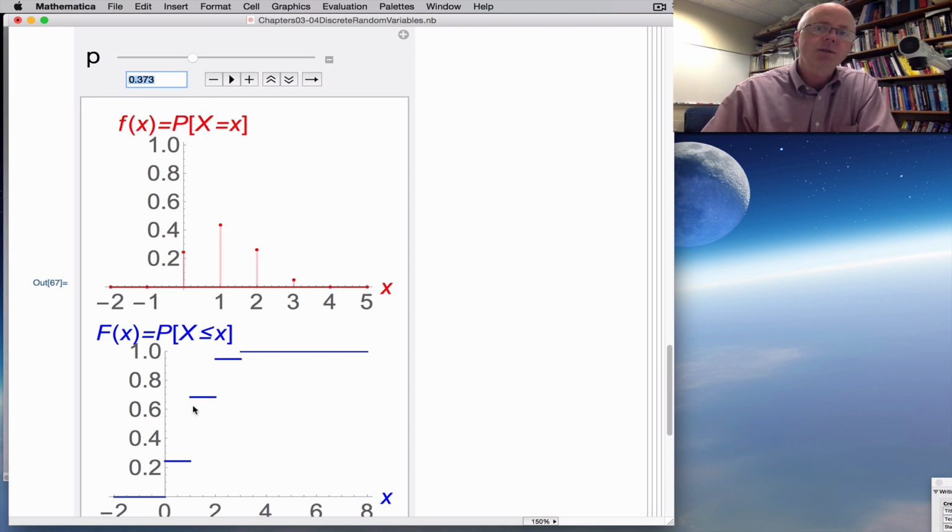So it's almost like little f is a derivative for capital F, and that's going to happen definitely in the case where you have continuous random variables.